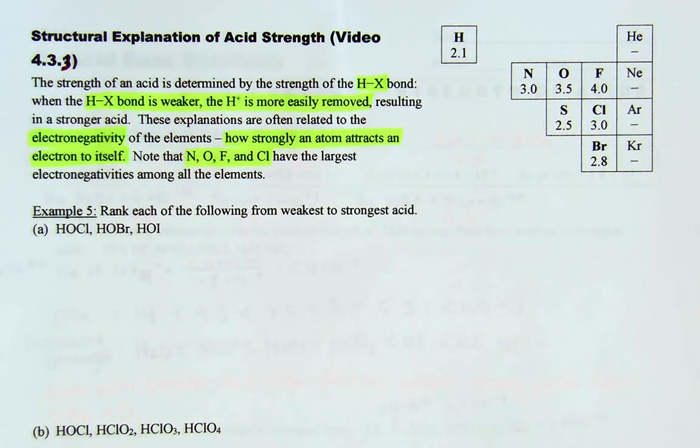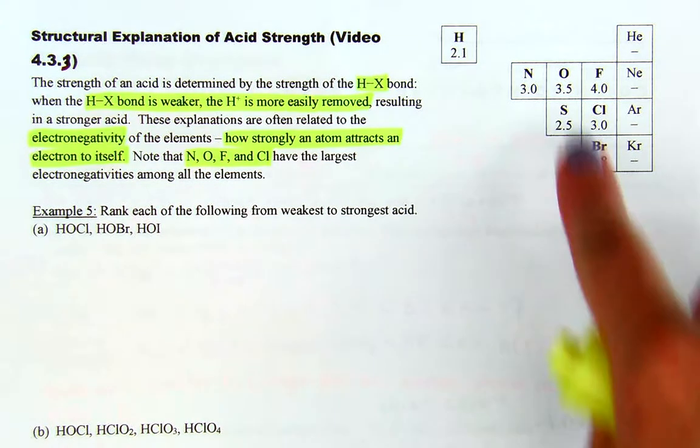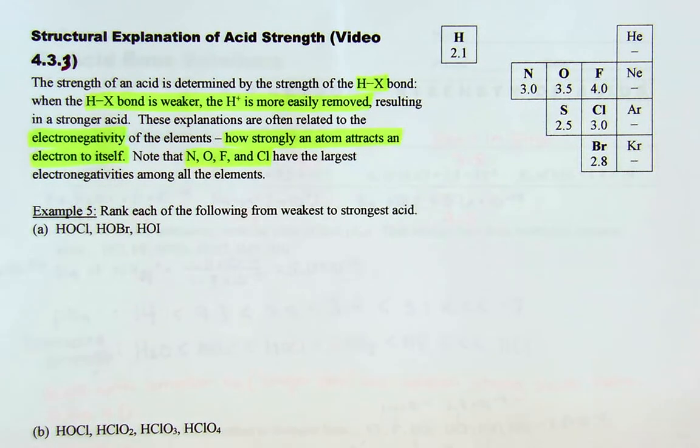Please know that trend. You don't need to exactly memorize those values. It would probably be helpful to know fluorine is 4, chlorine and oxygen's numbers. You don't need to memorize all of them, but in general, there are the values.